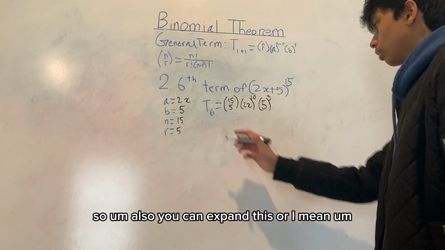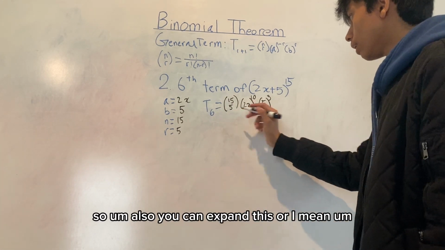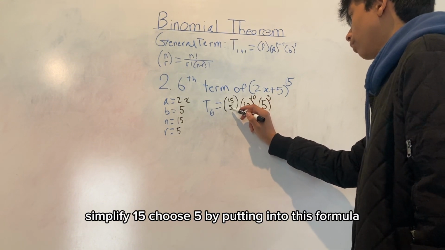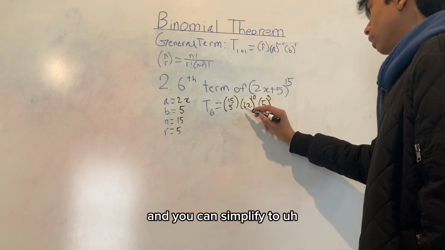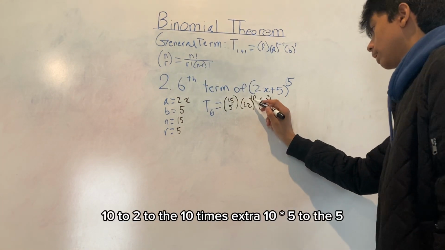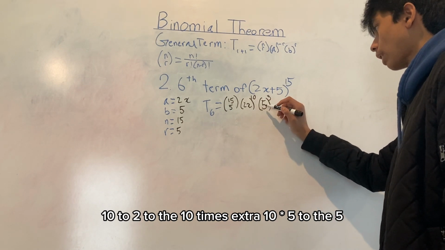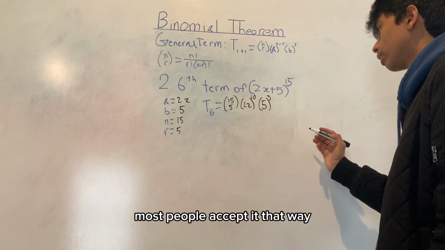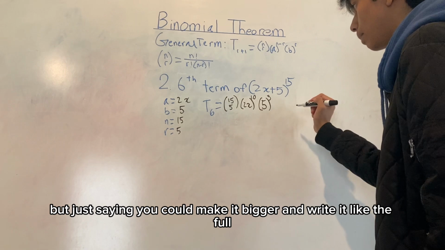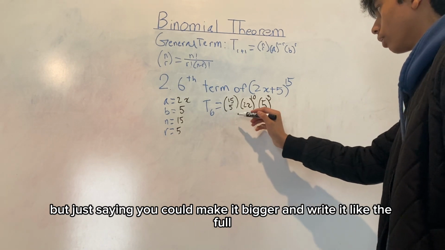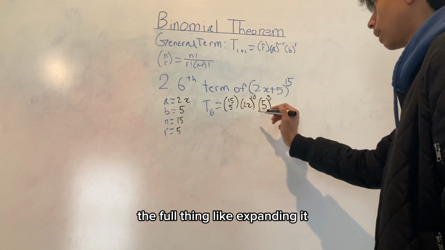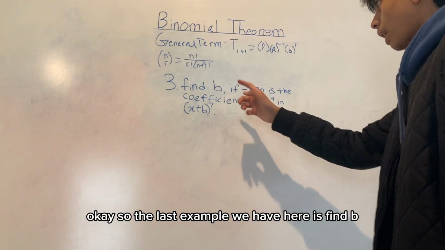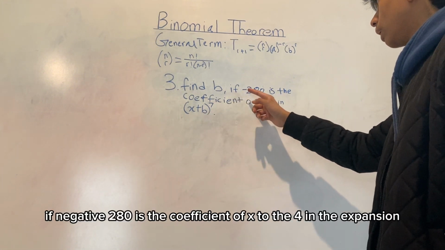So also, you can expand this, or simplify 15 choose 5 by putting it into this formula, and you can simplify 2 to the 10 times x to the 10 times 5 to the 5, but generally it's okay if you just leave it in this form. Most people accept it that way, but just saying you could make it bigger and write it like the full thing, like expanding it.